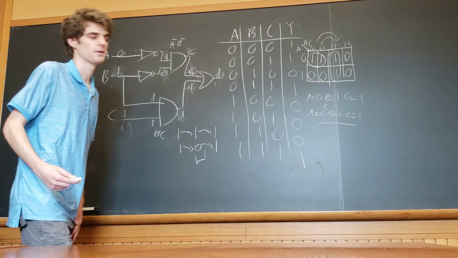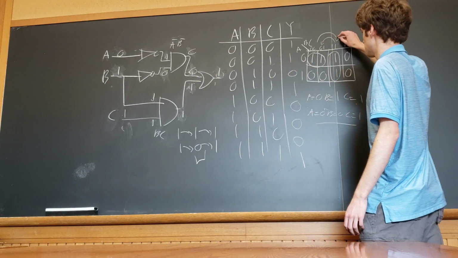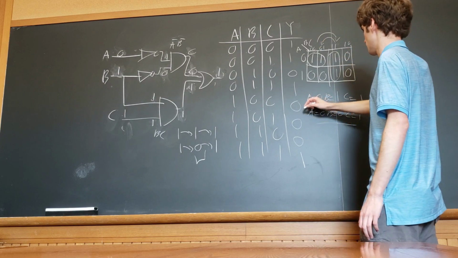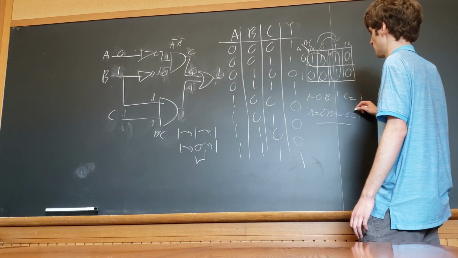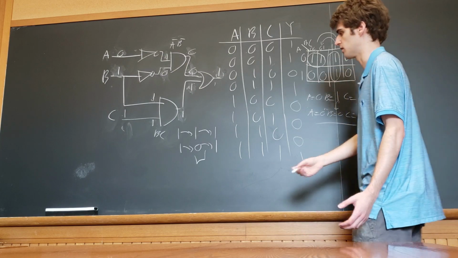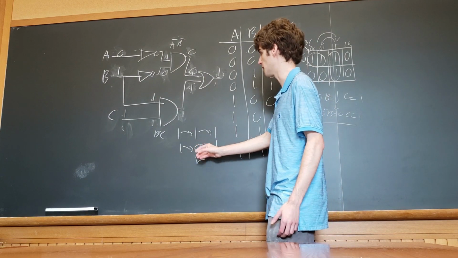So yeah. Anyway, the answer to this problem is that when B drops from 1 to 0, in this setup, when you have A equals 0, B equals 1, C equals 1, you end up with a glitch because you have this small amount of time where the output is a 0.